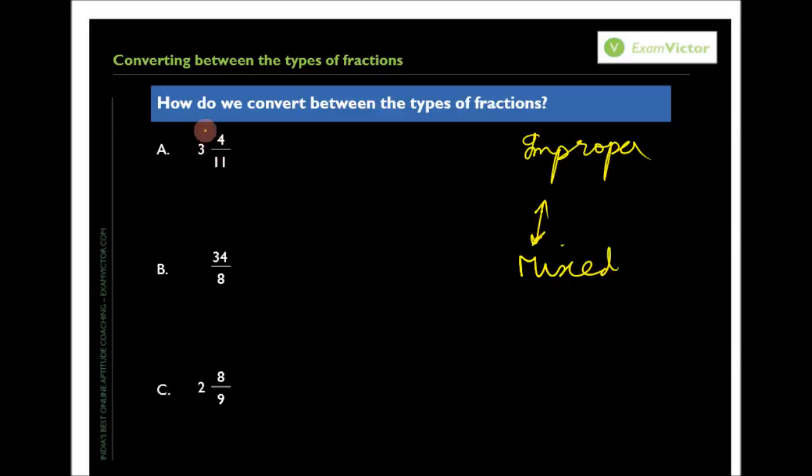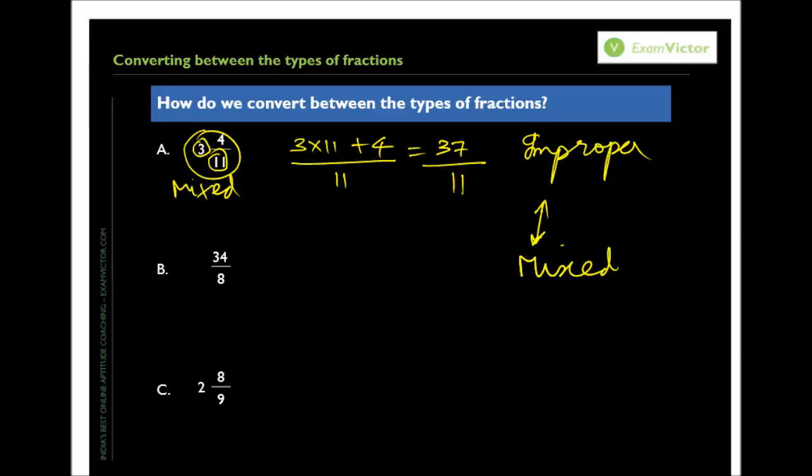Let's just see. This is a mixed fraction, right? If I want to convert this to an improper fraction, I multiply the whole number with the denominator and I add the numerator. So it's 3 into 11 plus 4. The denominator remains the same, 11. 3 into 11 is 33, plus 4, 37. So this as an improper fraction is 37 by 11. That's how I convert a mixed fraction to an improper fraction.